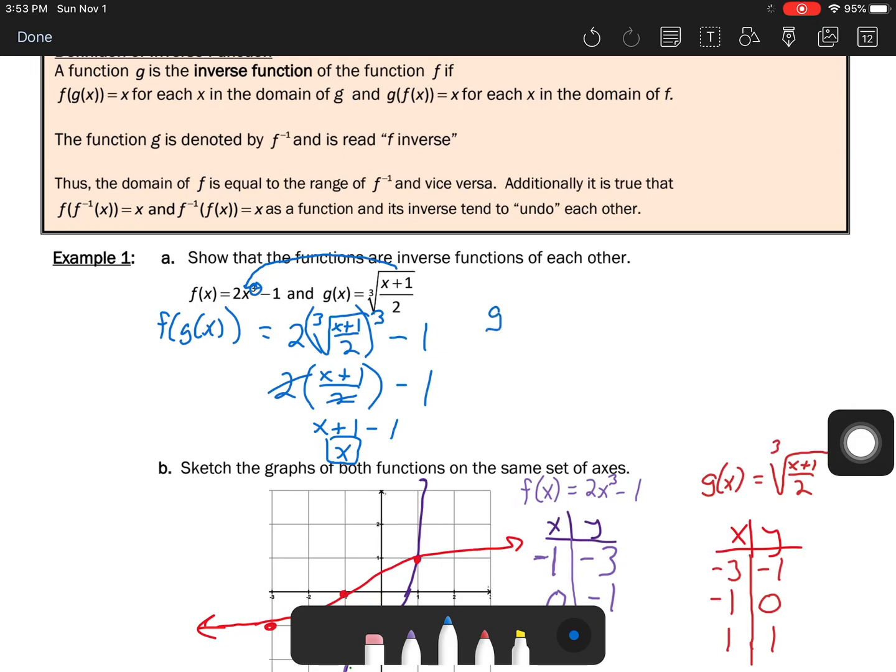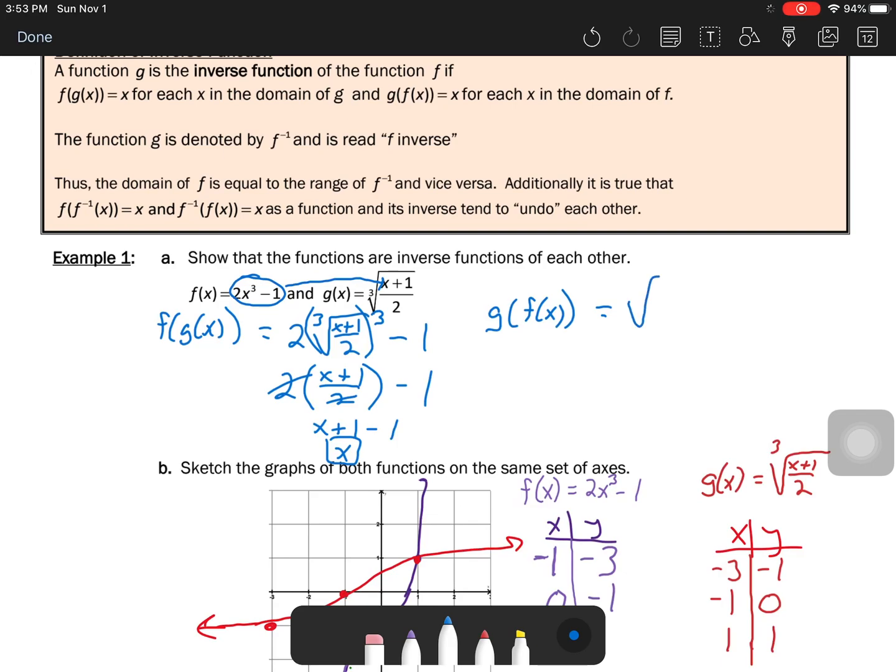Now I need to do g of f of x to see if I get the same thing happening there. In this case I'm going to go the other direction and plug this cubic function, 2x cubed minus 1, right in for that x.